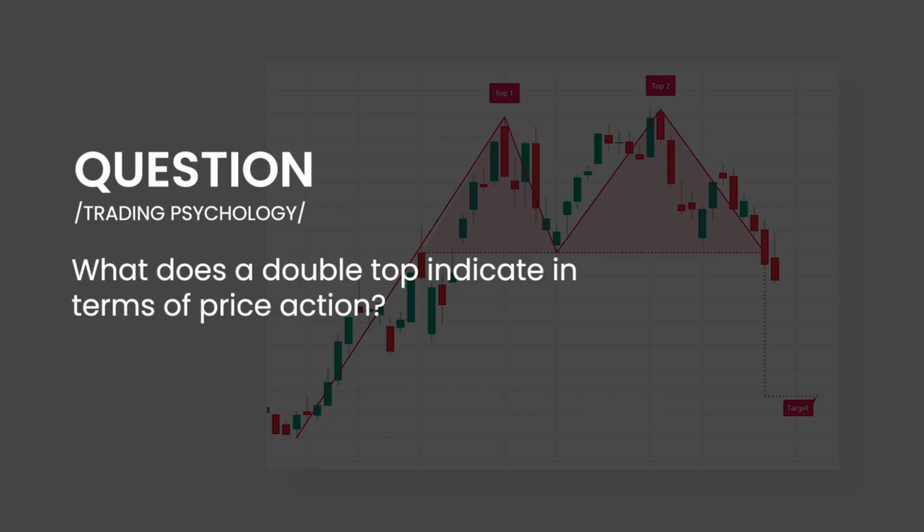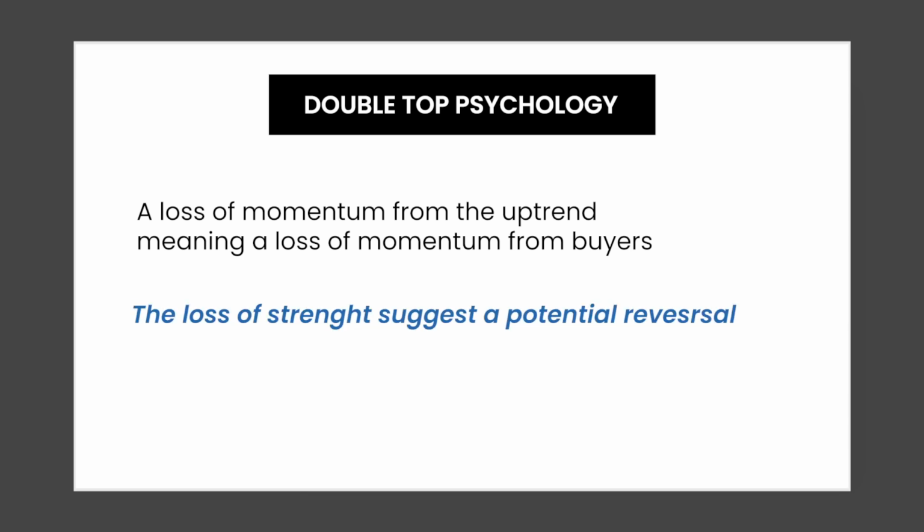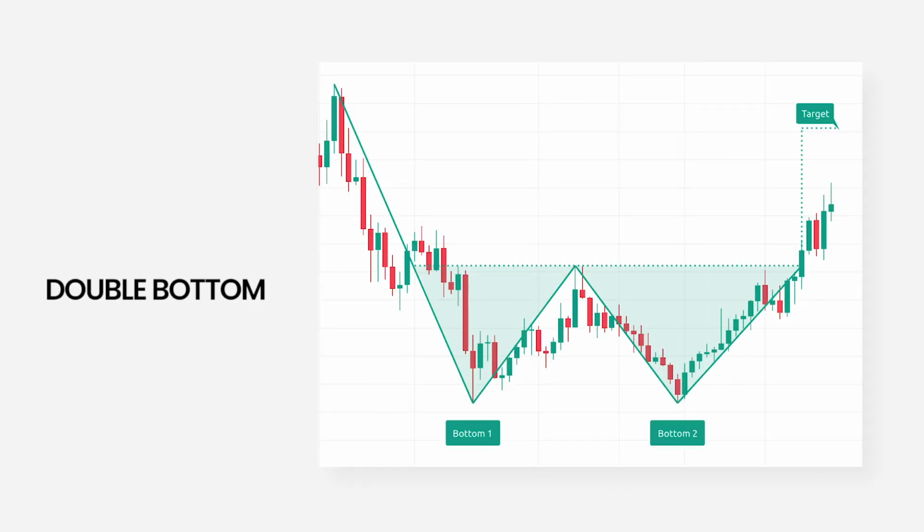So, what does the double top indicate in terms of price action? It signals that buyers lost momentum, failing to push the price higher. This loss of strength from buyers suggests a potential reversal. Now let's look at the opposite scenario.